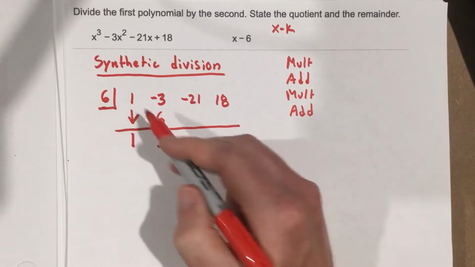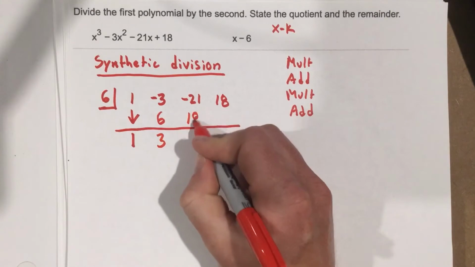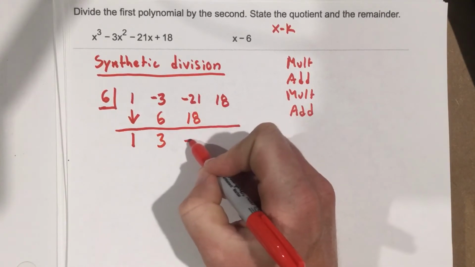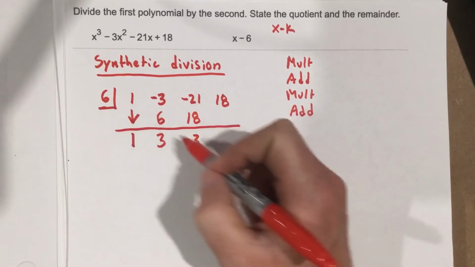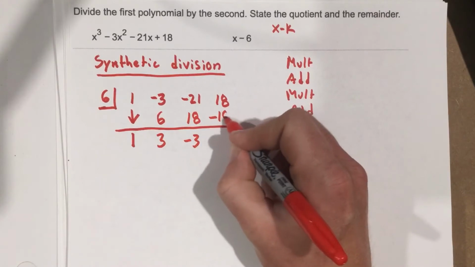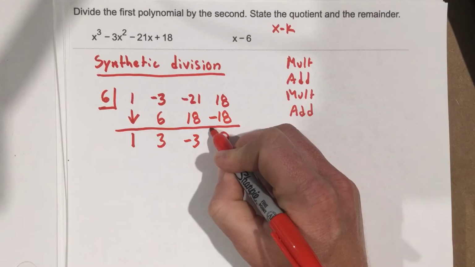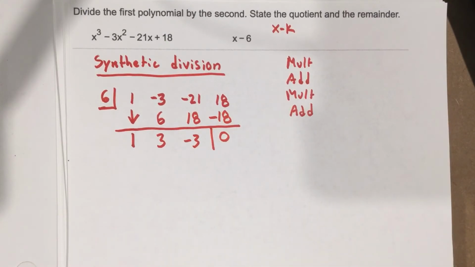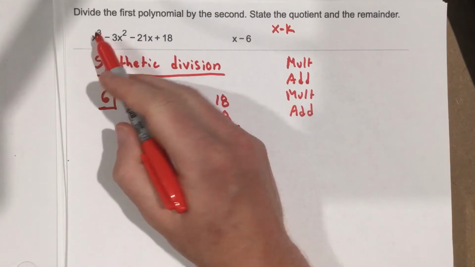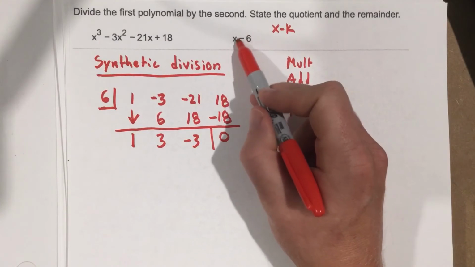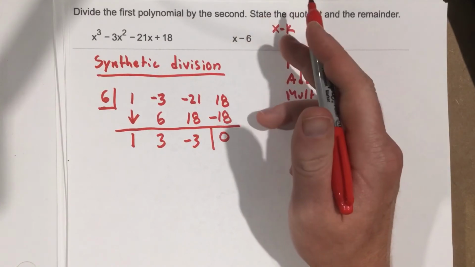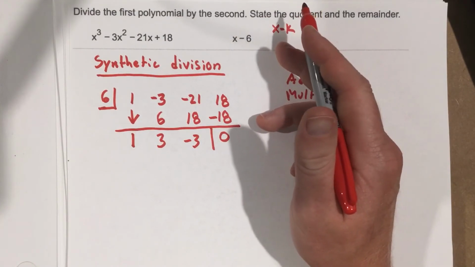Now we multiply times 6 again, which is 18. And then we add, which is -3. Then we multiply, that's -18. And we add, and we get 0. Now, we're taking an x cubed function, a cubic function, dividing it by just an x function with a degree of 1. What are we going to end up with? We're going to end up with an x squared function.